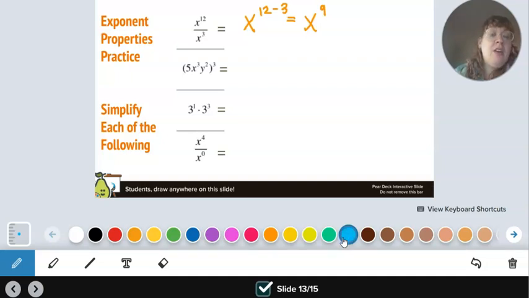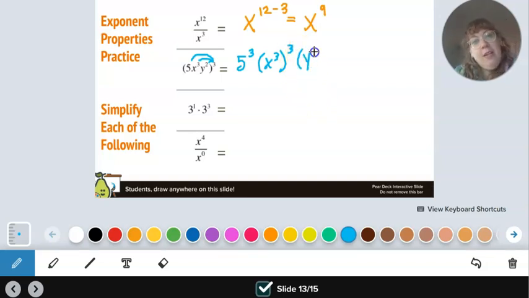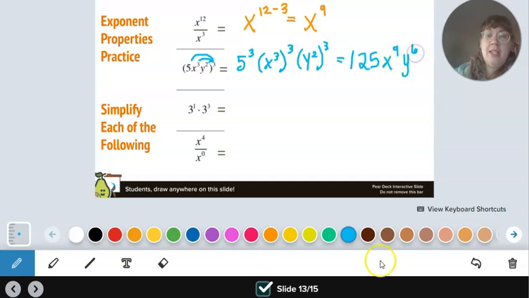5x cubed y squared, all cubed, means this cubed on the outside has to go to every single part. So we have a 5 cubed. We have an x cubed cubed. And we have a y squared cubed. 5 cubed is 125. X cubed cubed, multiply those two exponents, gets us an x to the 9th. And multiply 2 times 3 gets us a y to the 6th.